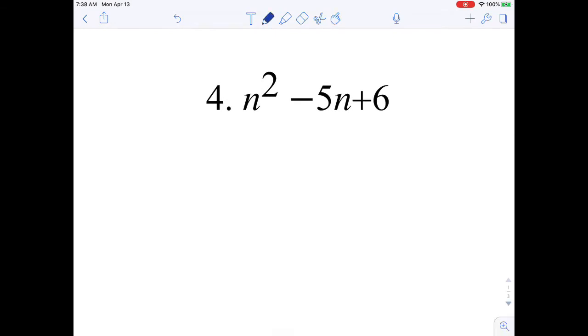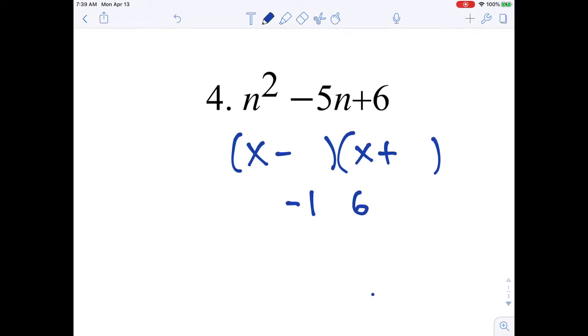And the last one of this type, I have a minus plus, and again, these are going to be two factors that are one positive, one negative. So factors of 6, one must be negative, one must be positive.